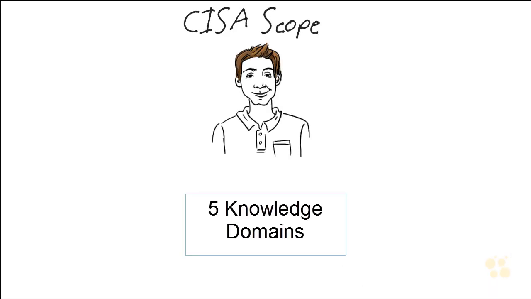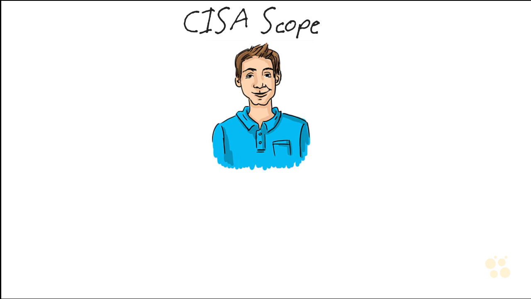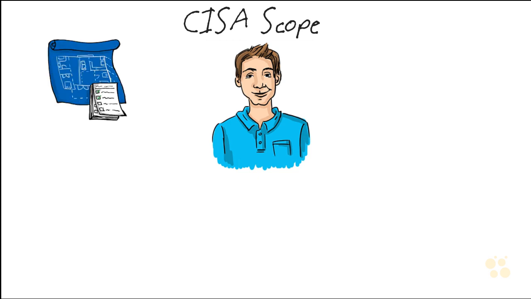There are five knowledge areas that the exam questions are drawn on. The first of these is process. To be more explicit, the first domain is the process of auditing information systems. It defines the procedures and the methodology that an IS auditor should follow when completing a CISA audit.